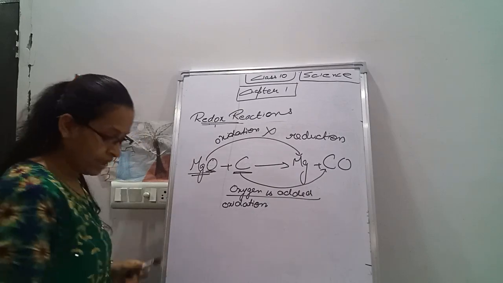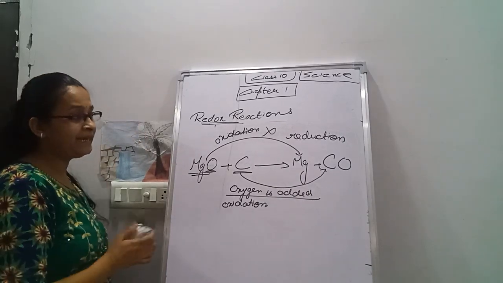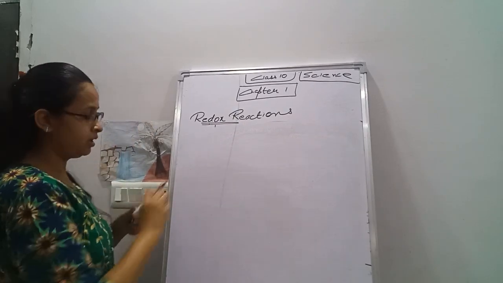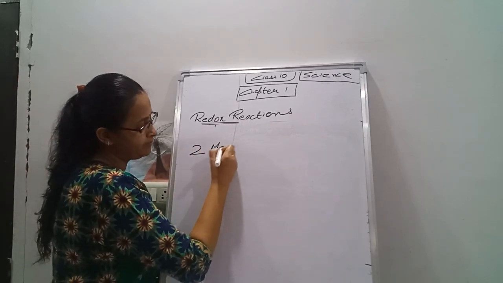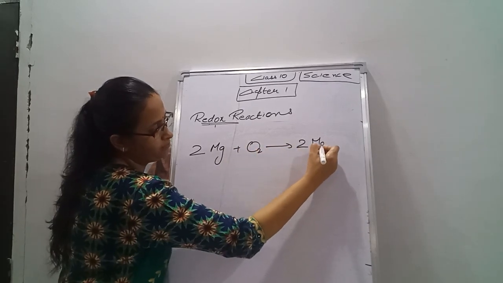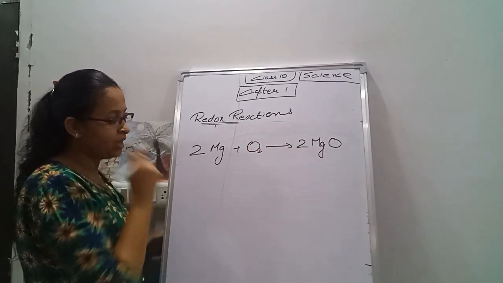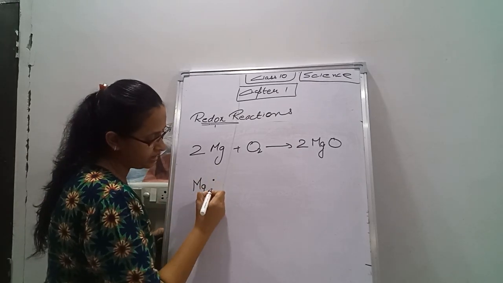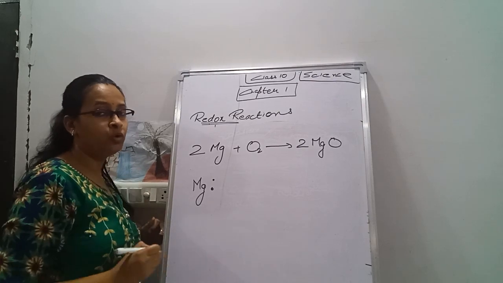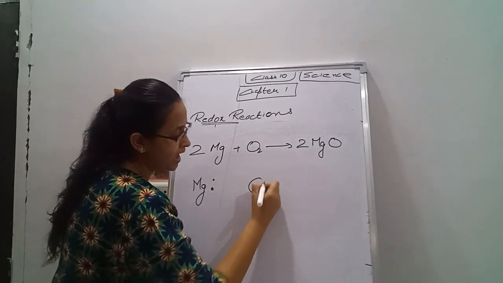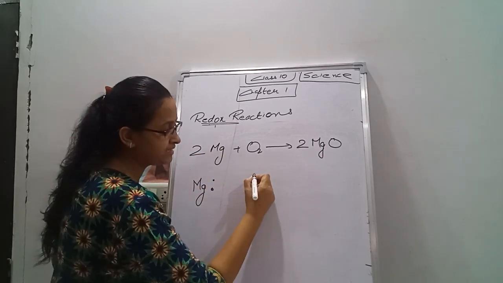Now if we are talking about the electronic part, I am going to clear that part also. I am taking the example of magnesium plus oxygen, that is giving you 2MgO. Now if we talk about the valency part, magnesium has 2 valence electrons, and we all know that in a reaction only valence electrons take part, and oxygen has 6 valence electrons.